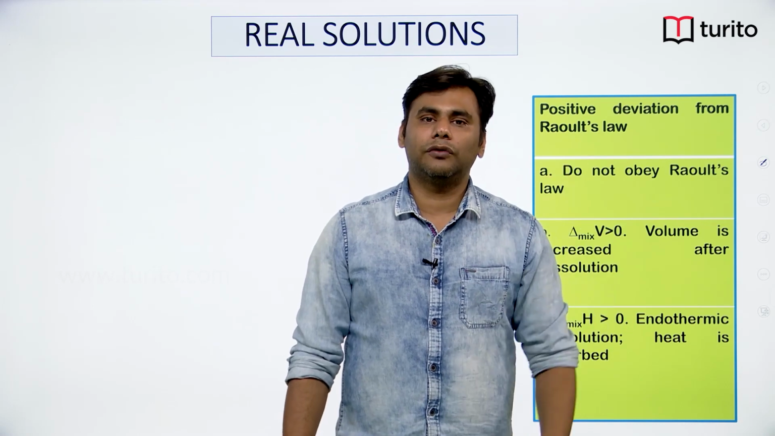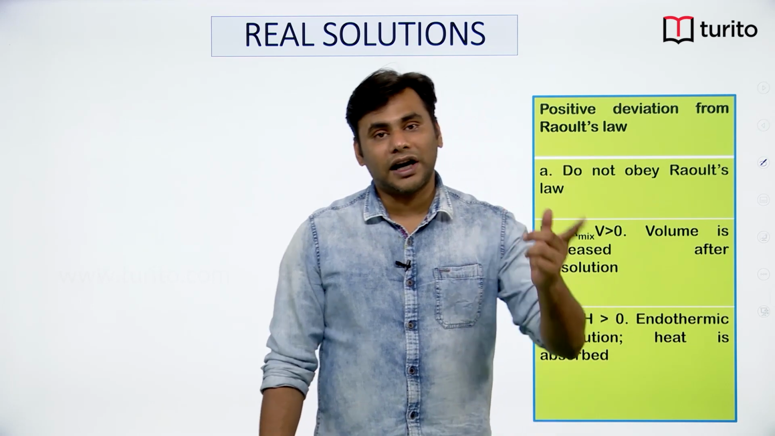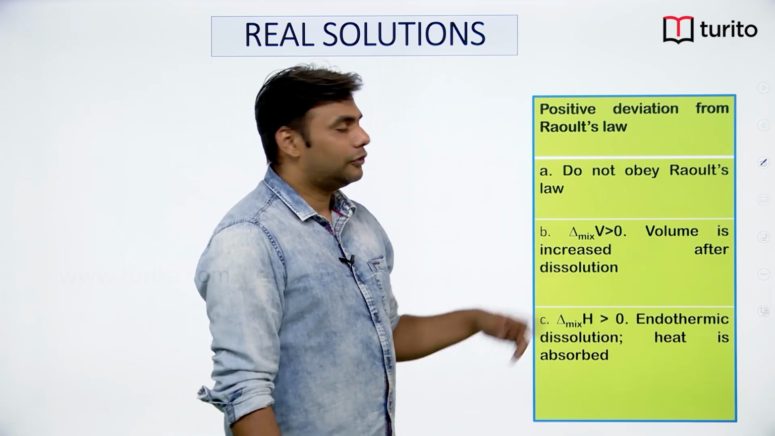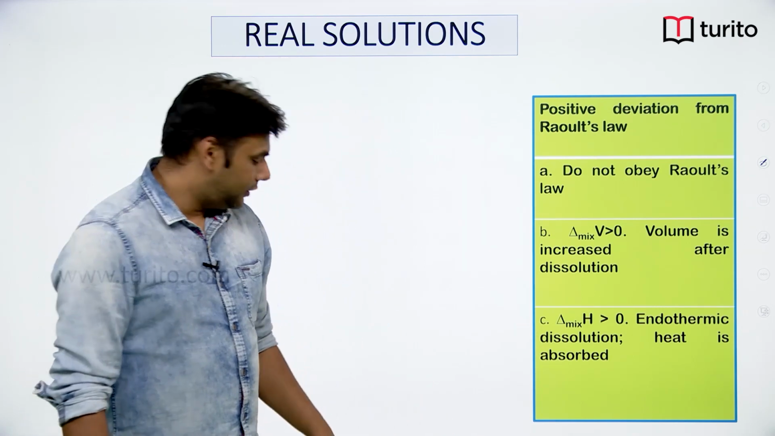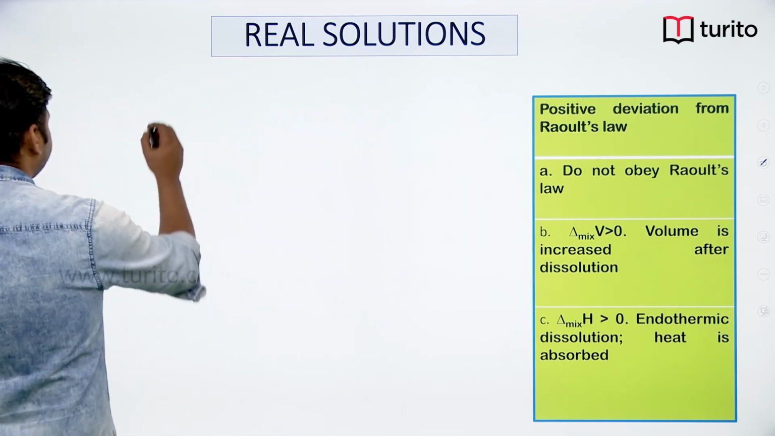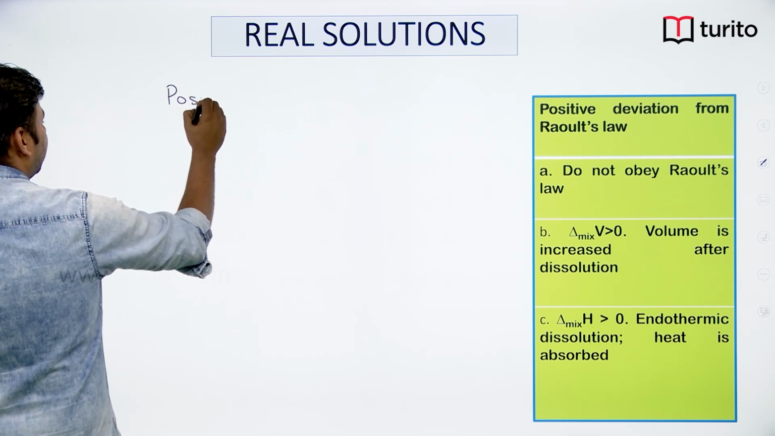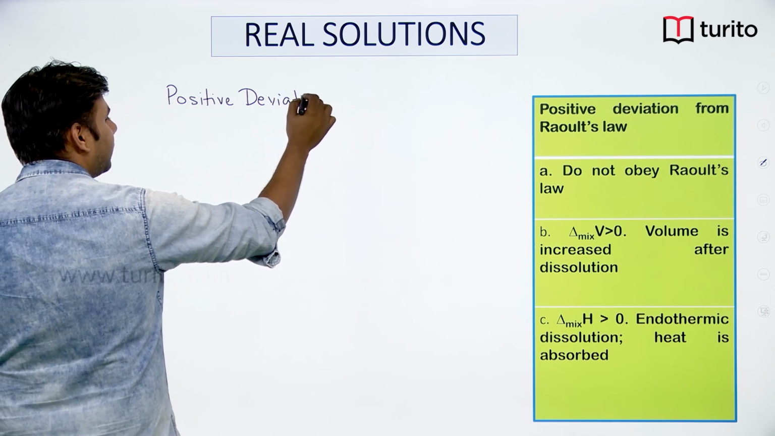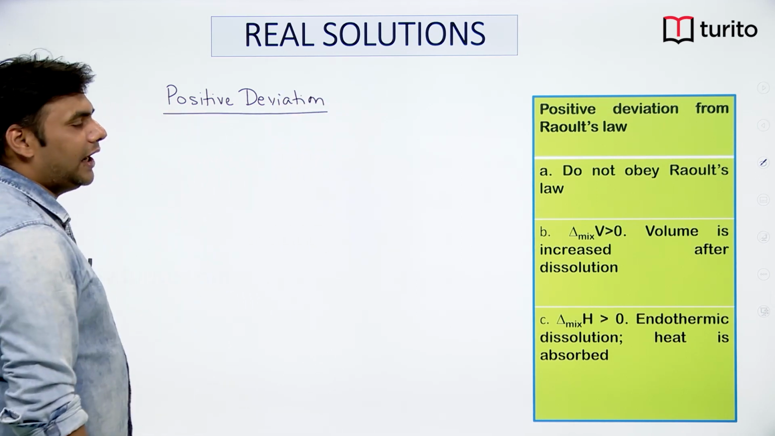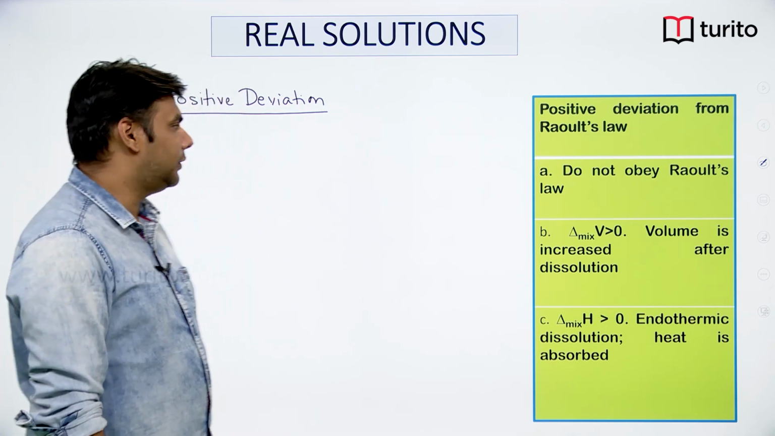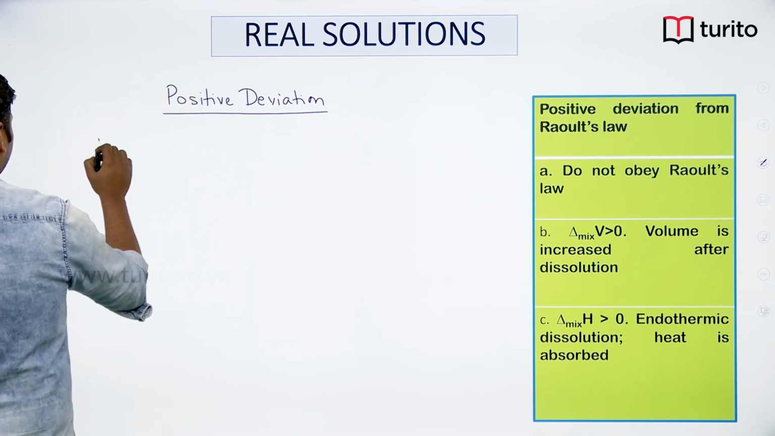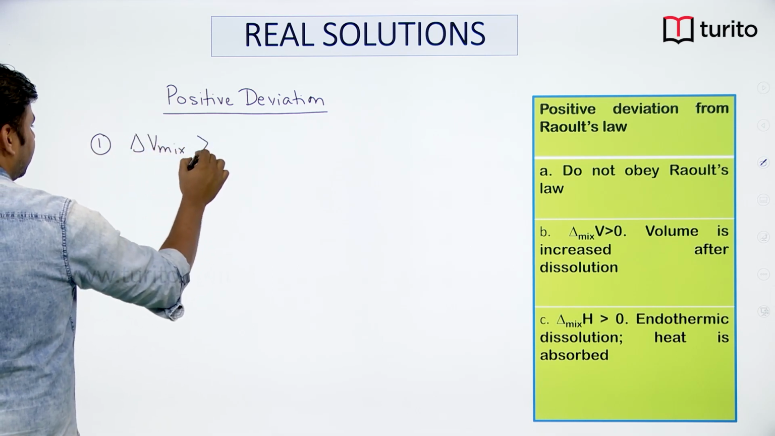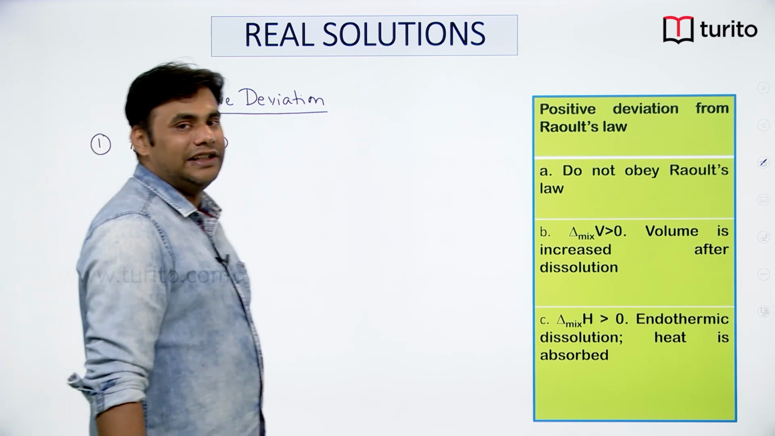So the total vapor pressure over the solution would be increasing. Such kind of solutions are called solutions showing positive deviation from Raoult's law. So they do not obey Raoult's law. Okay, I hope this is clear to everyone. So we are talking about positive deviation from Raoult's law, and these solutions do not obey it. All real solutions do not obey Raoult's law. One very important factor over here is that delta V mixing is greater than 0. Okay, I think this is easy to understand.